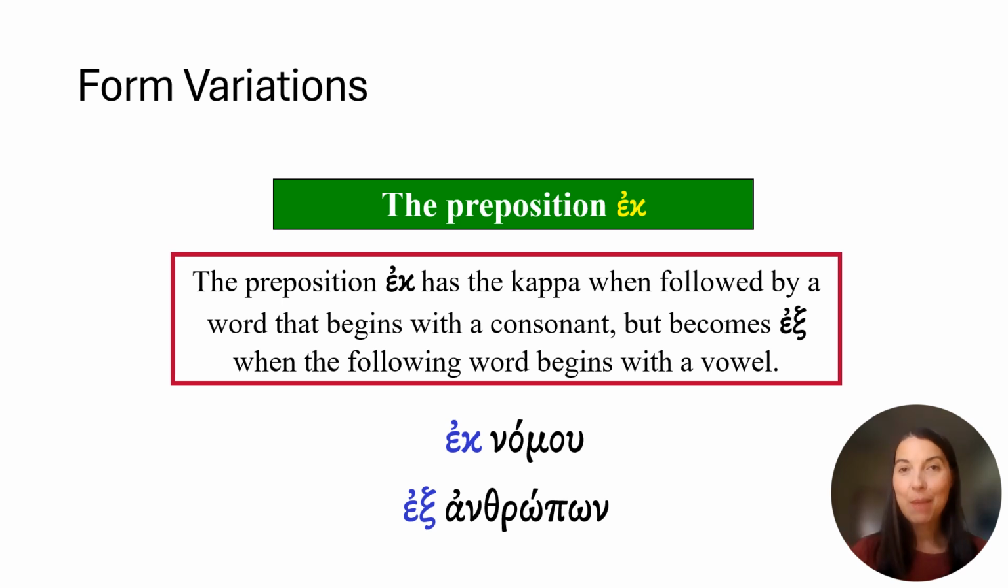The preposition ek has a kappa at the end, and kappa plus a consonant was a big no-no. So when kappa is at the end of ek, and the next word begins with a vowel, like here we have anthropon, instead of ek anthropon, it becomes ex anthropon. And in the first example, ek nomo, it stays as ek because that's not a vowel.